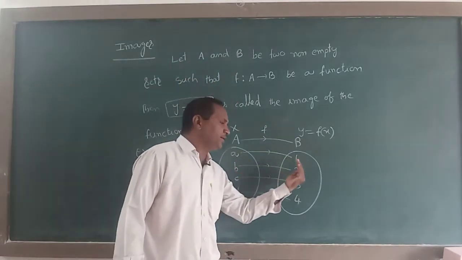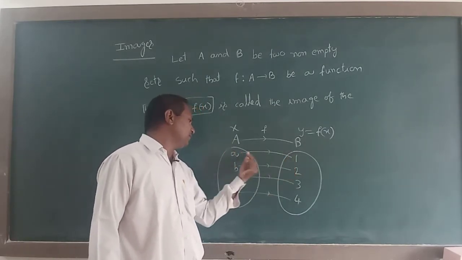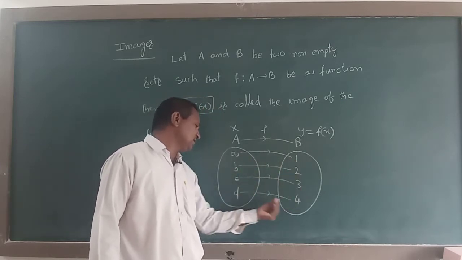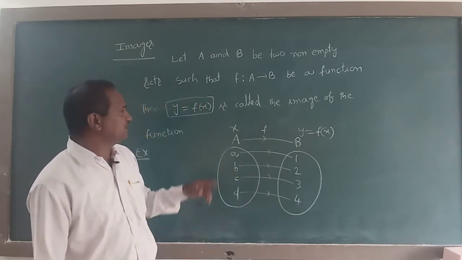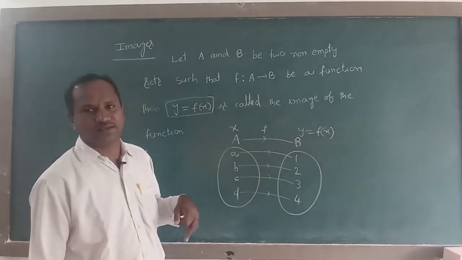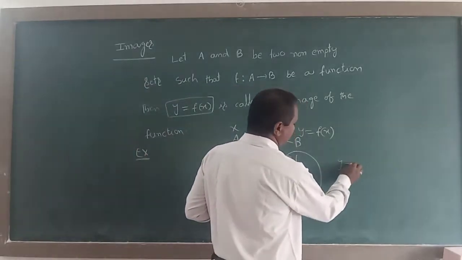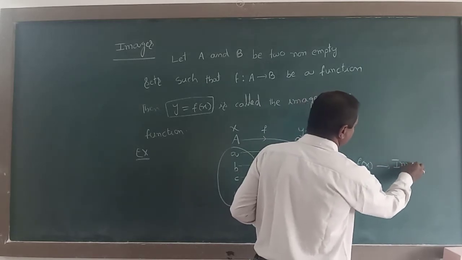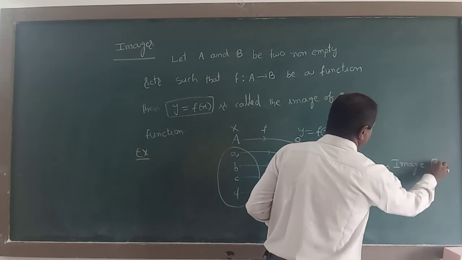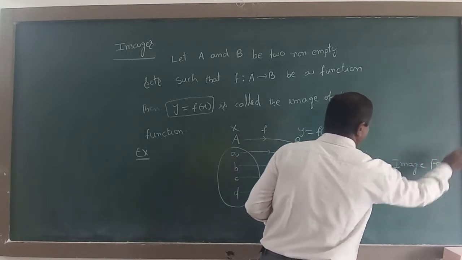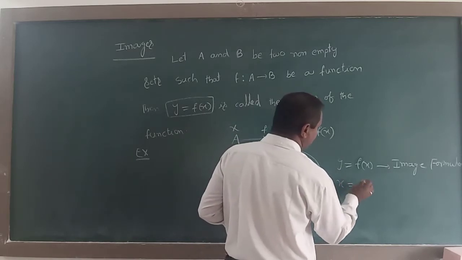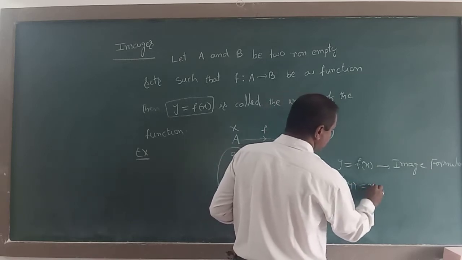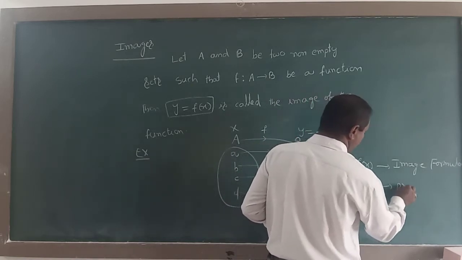If you move from B to A, that is the pre-image. The pre-image of 1 is A, pre-image of 2 is B, pre-image of 3 is C, pre-image of 4 is D. The pre-image can be written as x equal to f inverse of y. If y is equal to f of x is the image formula, then going in reverse, f moves to the other side and becomes inverse: f inverse of y is equal to x. This is the pre-image.